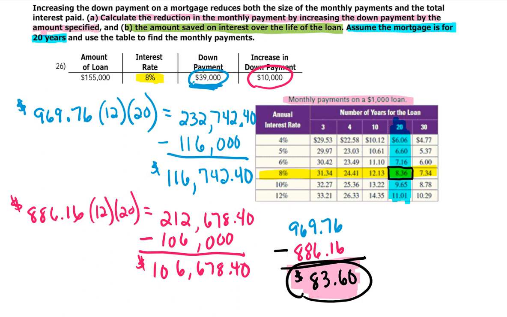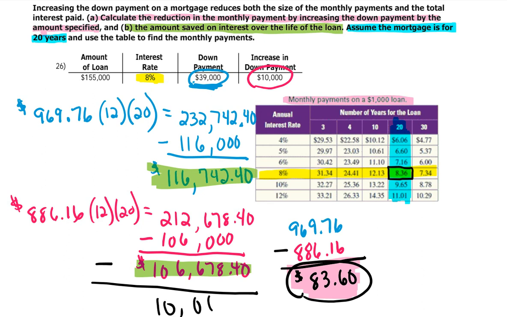And so now the question is, what's the amount of interest you will have saved? So I have to take this number here and this number here and subtract those two to figure out how much I've saved. And when I subtract them, I get $10,064 worth of savings between those two. There you go.